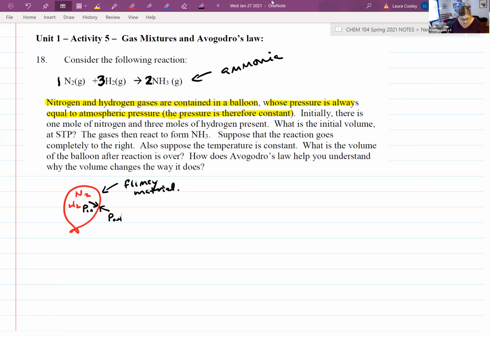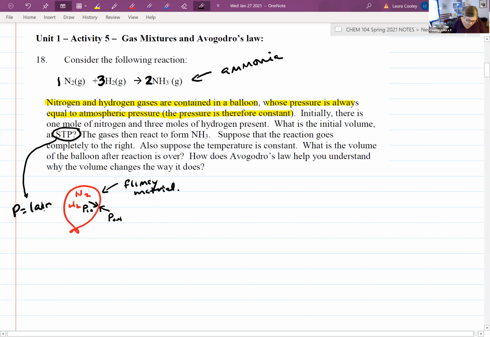But anyway, so basically what that tells us is that we always know what the pressure is inside the balloon because it's equal to atmospheric pressure. And it says that the conditions here are at standard temperature and pressure, so that the pressure is 1 atmosphere. Let's call it 1.00.